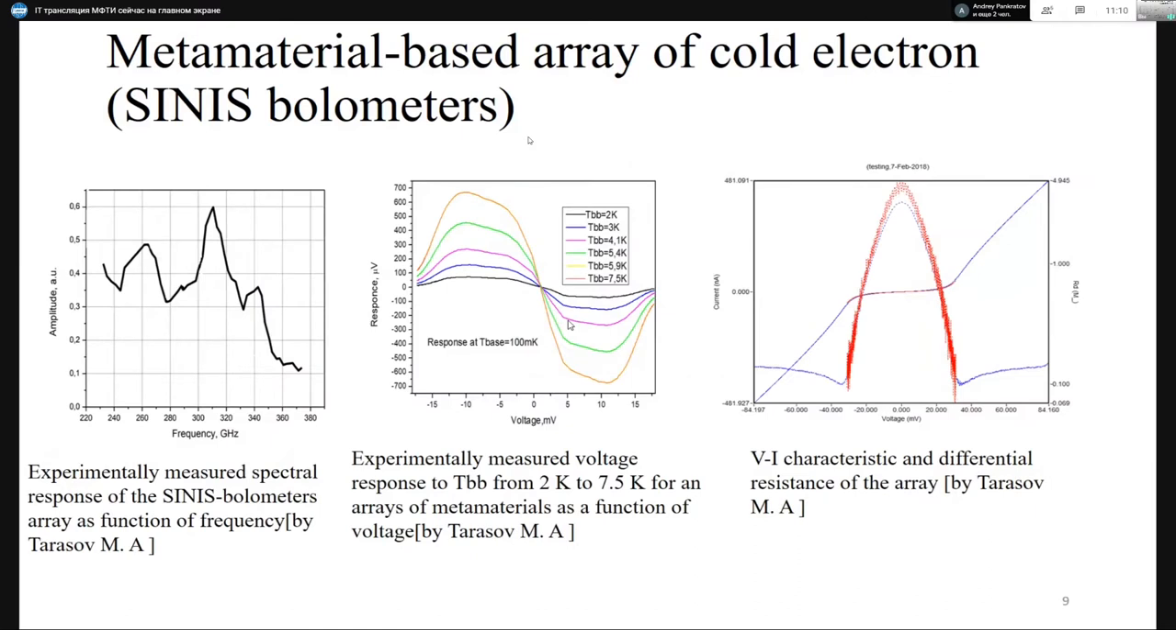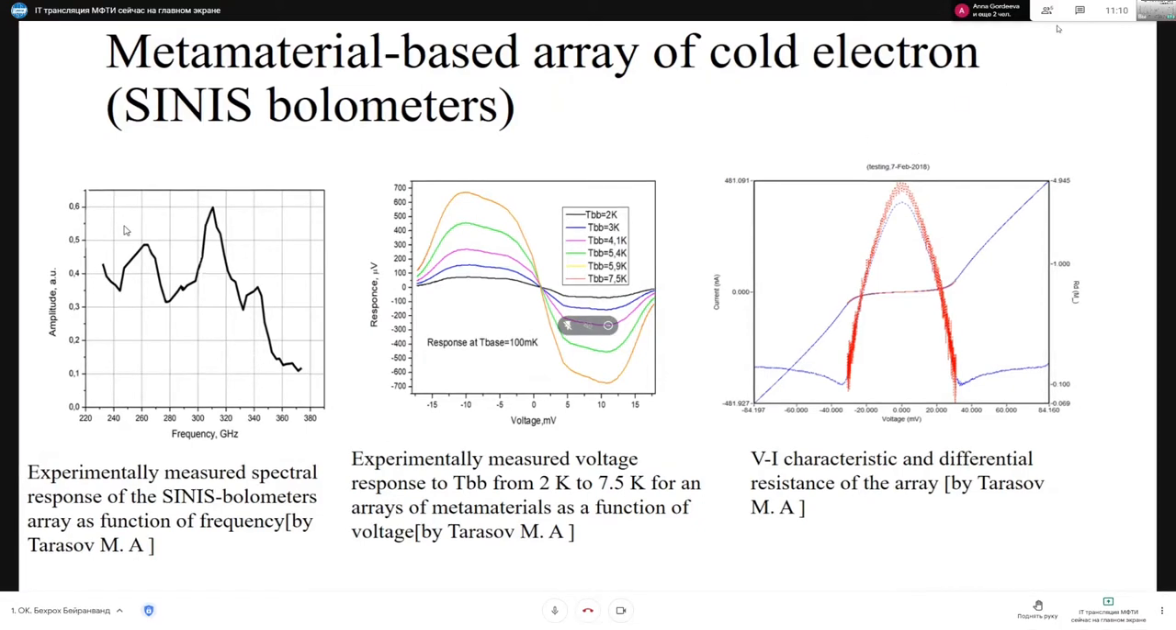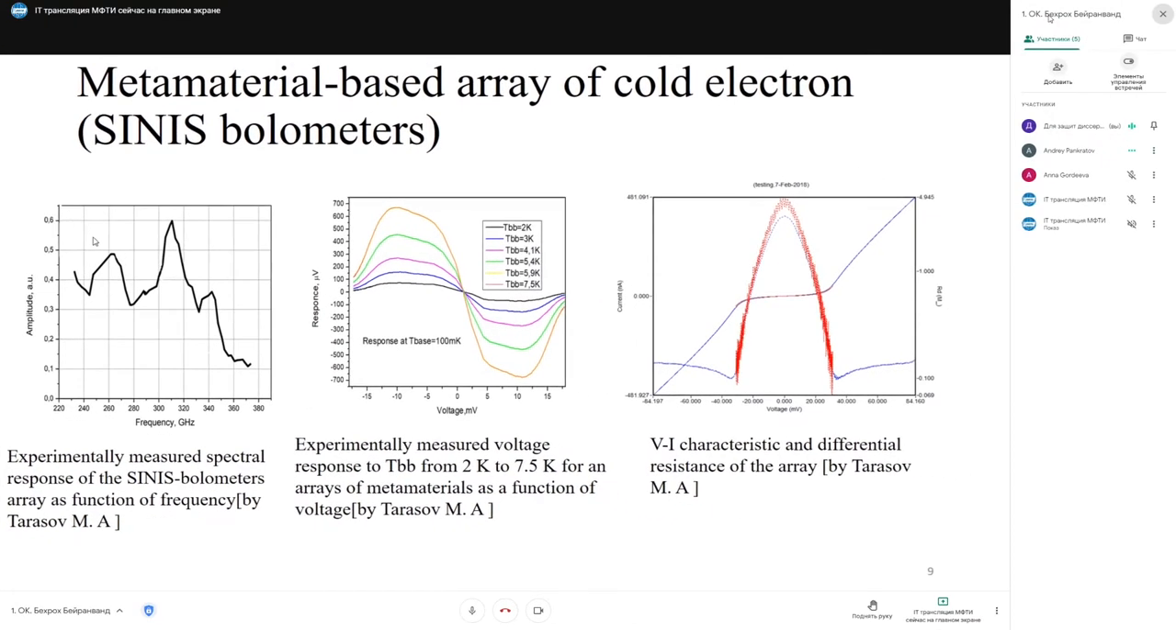These are the experimentally measured results. The first one is the experimentally measured spectral response of the SINIS bolometer array as a function of frequency. It's not smooth because of standing waves and also a lot of noise in the black body, but we got the result at the target frequency.